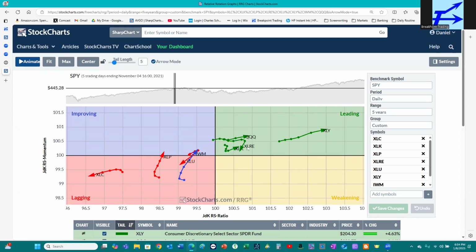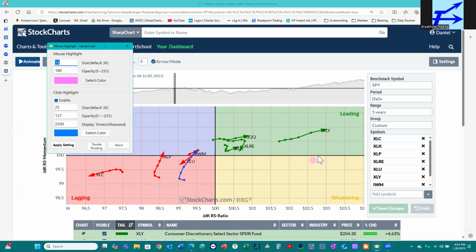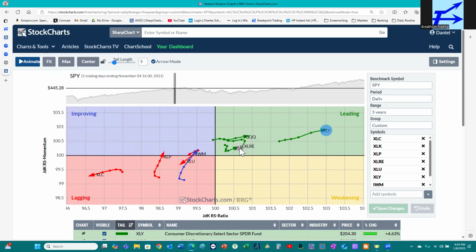So the Qs is the NASDAQ, XLY is discretionary, which is an aggressive sector. XLK is technology. IWM is small caps. And over here is communication services, which is where the internet stocks are. XLP is staples, which is a defensive sector, and utilities is normally the most defensive sector, and then real estate as well. So this will give you a sense for rotation.